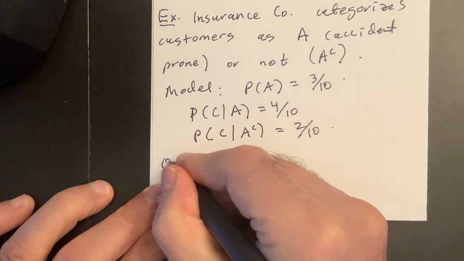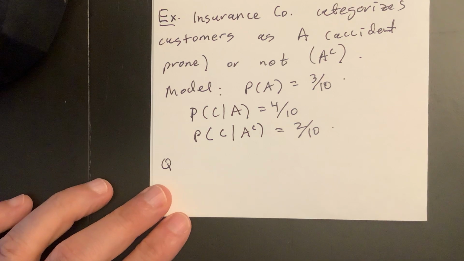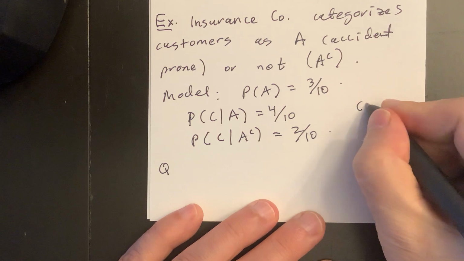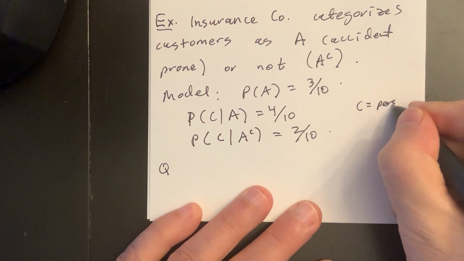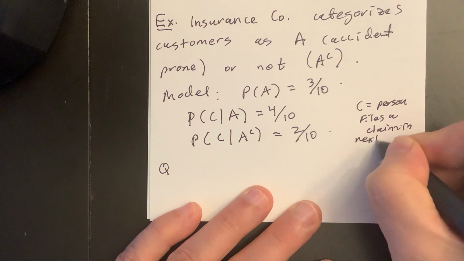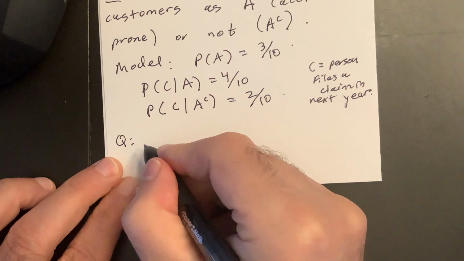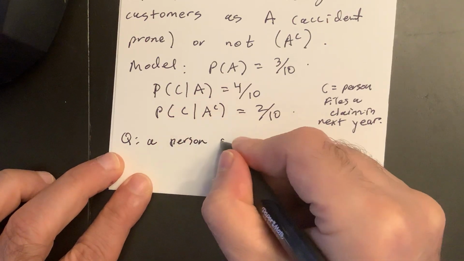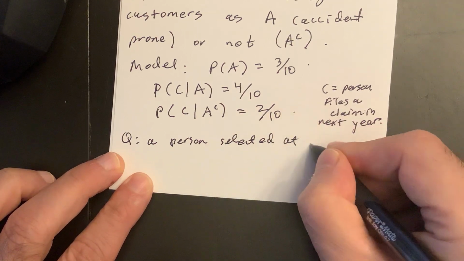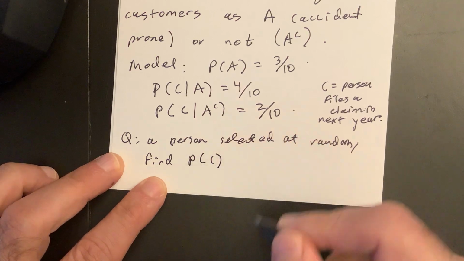So, question. What do you think we want to ask? What's the probability that a random person files a claim in the next year? Let me write what this is. C means this person files a claim in the next year, in the next business year. So the question: what's the probability a person selected at random files a claim? Find the probability they file a claim.